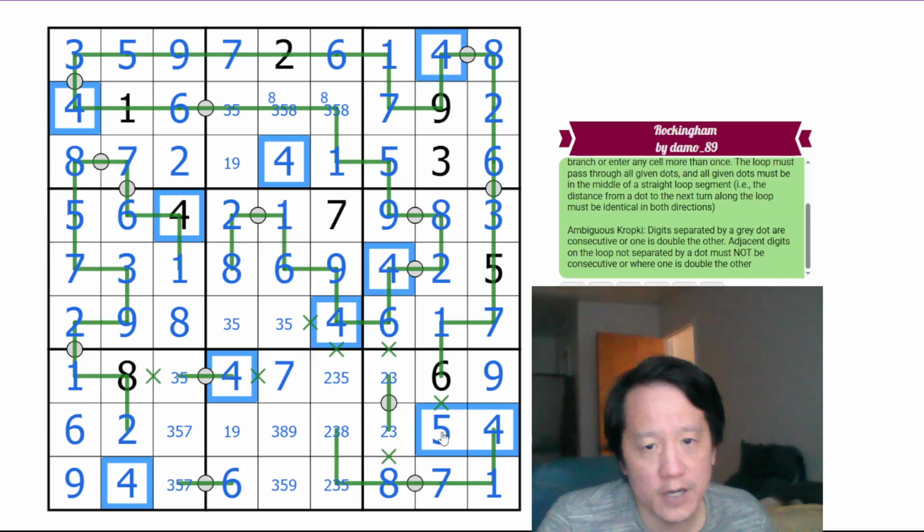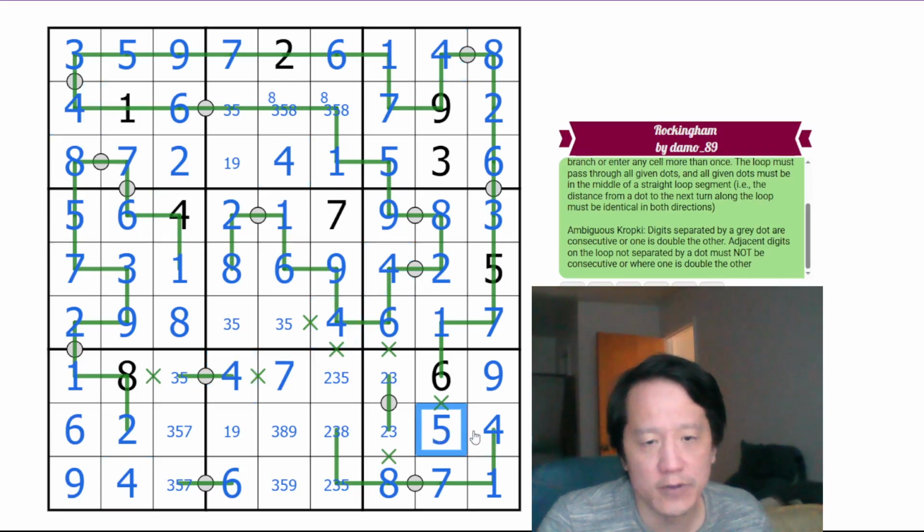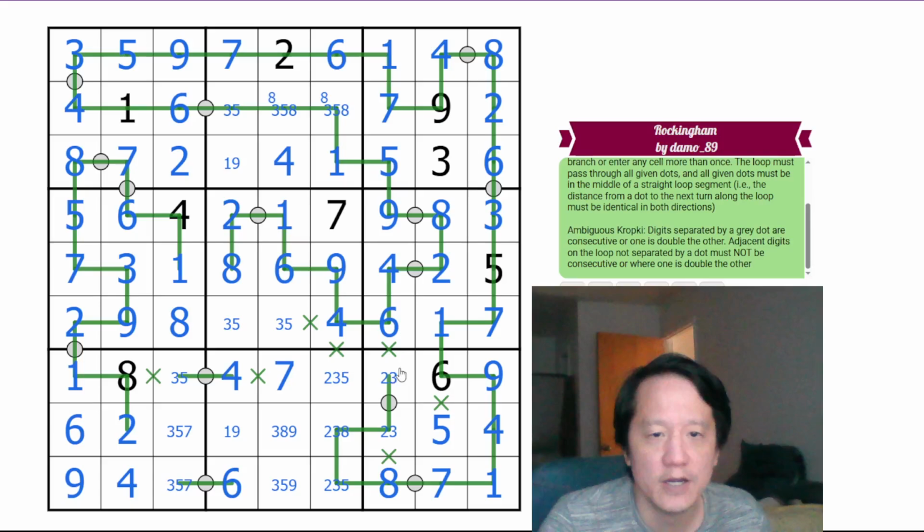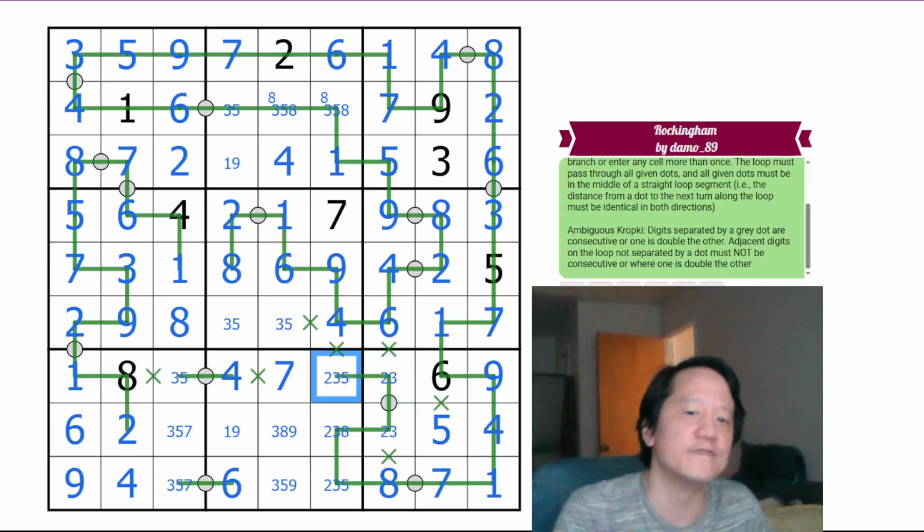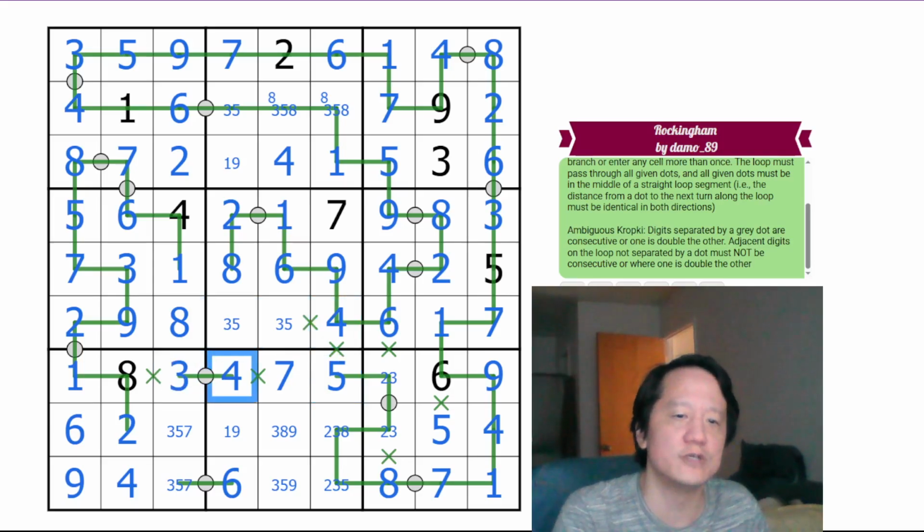So 4 cannot go to the 5 because then they would be consecutive without a gray dot between them. So 4 has to go to 9, which connects with 6. You cannot turn to here because then that would go to nowhere. So this has to connect that way. Cannot connect here, so this must turn there. So this cannot be a 2-3 pair because if that were the case, then they would be consecutive without a gray dot between them. So this has to be 5, which makes this 3. That makes this 2, which makes that 3 there.